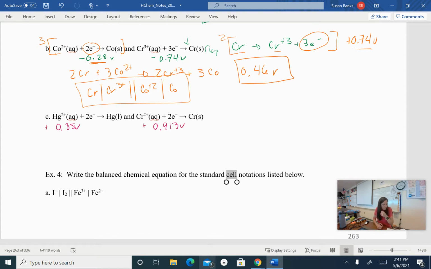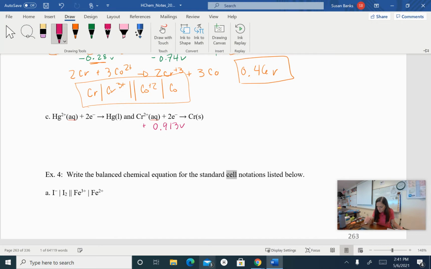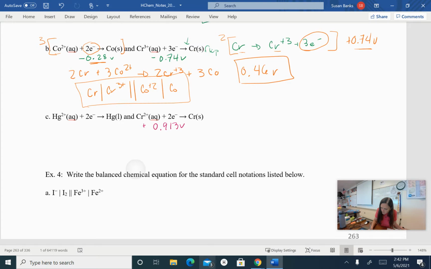So when we do this, let's see, am I looking at this correctly? Let me check this really quick. So mercury plus 2. Nope, that is not what this says. Okay, let me erase this really quick. Mercury plus 2, maybe mercury plus 2, yep. This is plus 0.85. Okay, and then chrome plus 2.